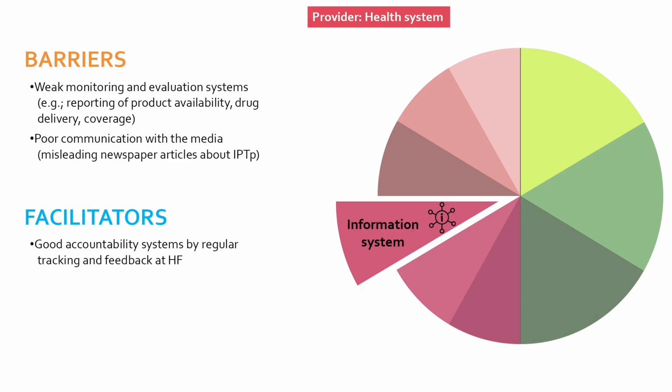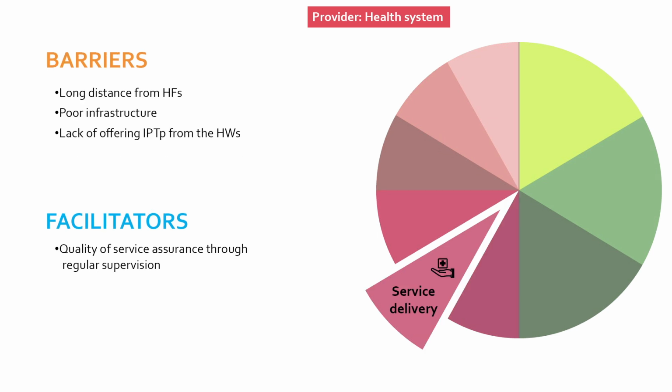In terms of the barriers, weak monitoring and evaluation systems, and even poor communication with the media, where we've seen examples of newspaper articles about IPTp with negative influences about the intervention. In terms of the service delivery, long distance in rural areas to the health facilities, poor infrastructure, and lack of offering IPTp from the health workers. And then in terms of facilitators, a quality of service assured through regular supervision.